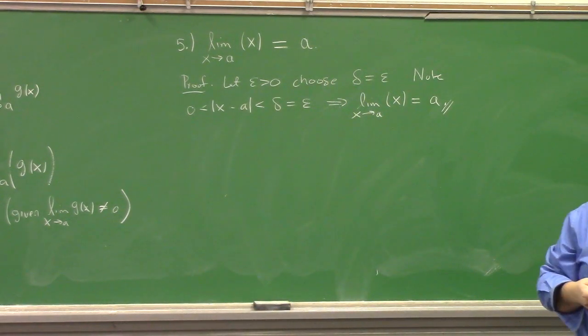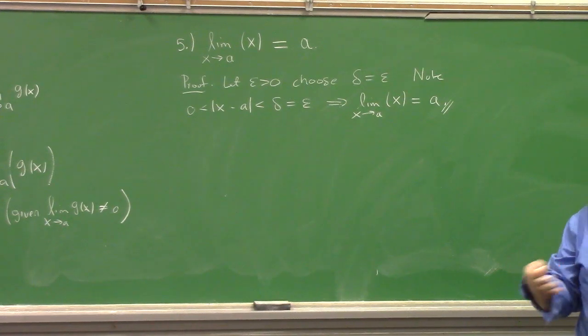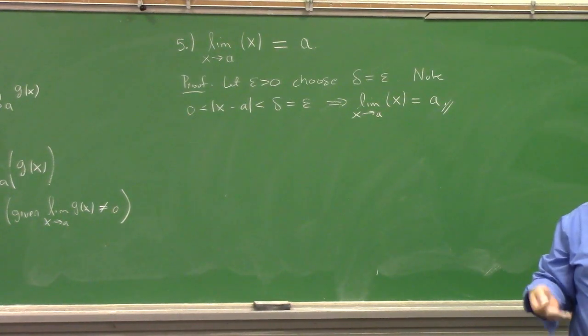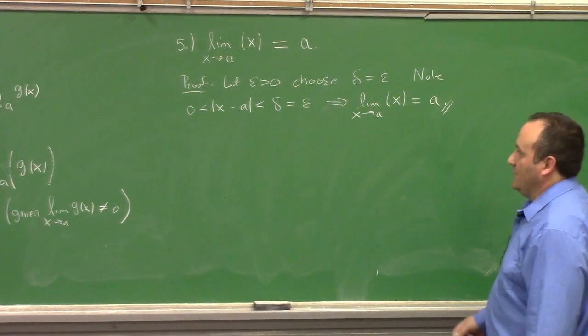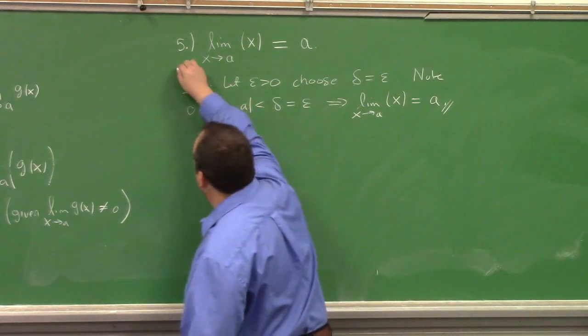Because you can make values of x arbitrarily close to a as x approaches a. I mean, surely this is not true. It's very bad language, right? But anyway, there's the exciting proof of that.